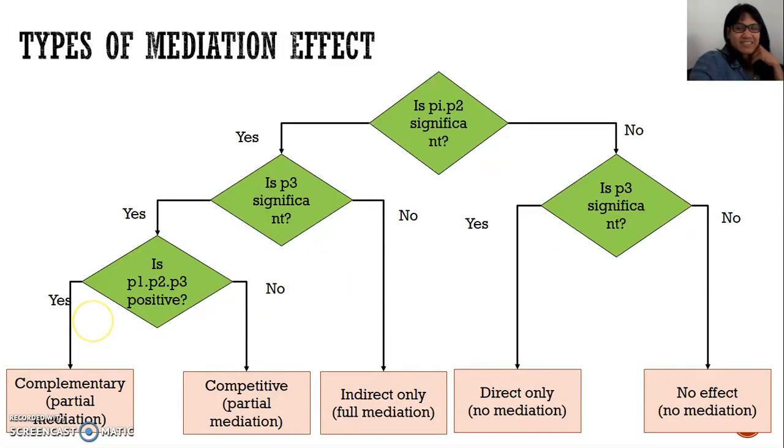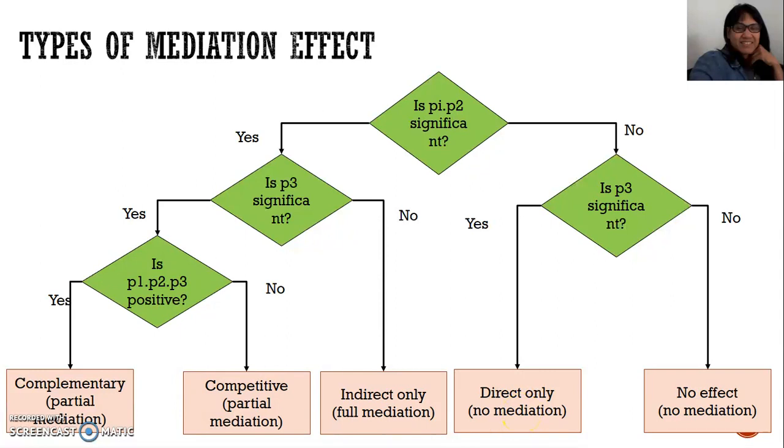According to Hair 2017, there are 3 types of mediation: complementary mediation, competitive mediation, and indirect-only or full mediation. In complementary mediation, the indirect effect and the direct effect are both significant and point in the same direction. In competitive or partial mediation, the indirect effect and the direct effect are both significant and point in opposite directions. In indirect-only mediation, the indirect effect is significant but the direct effect is not.